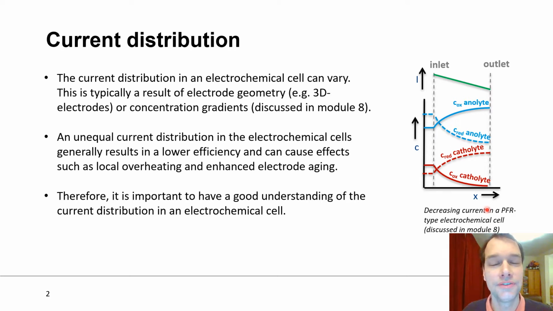So as an electrochemical engineer, you have to assess whether it's a problem that this current density is unequal, and how strong the inequality is, because a bit of unequal current distribution might not be a problem, whereas a strong inequality can cause the problems I just mentioned.